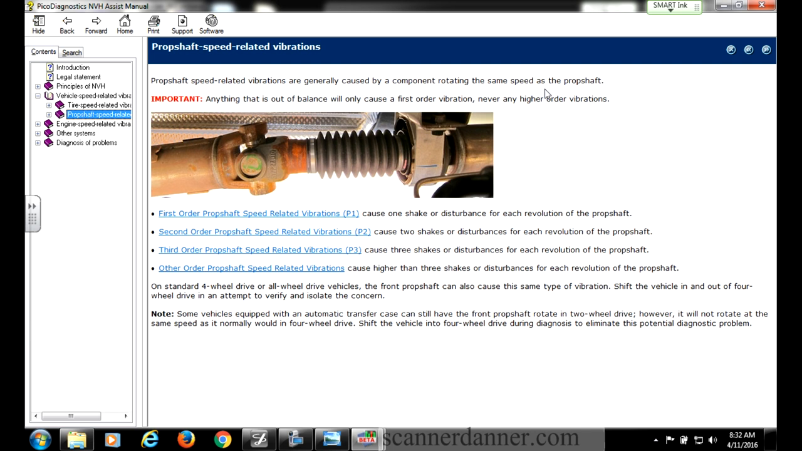So one of the other things I was thinking about is maybe a U-joint. I have heard of U-joints providing vibrations. You have like the old play. But let's read the P2.